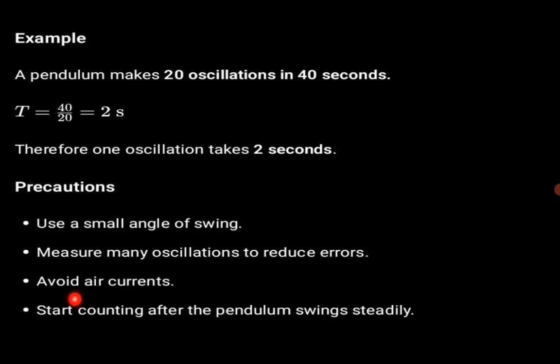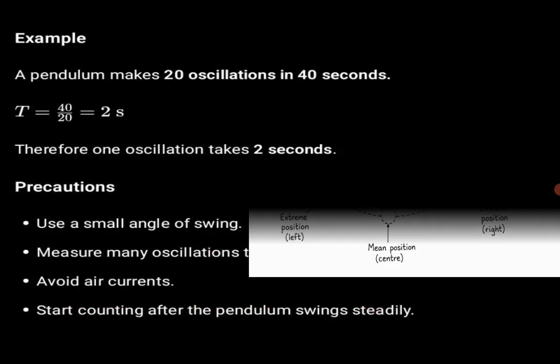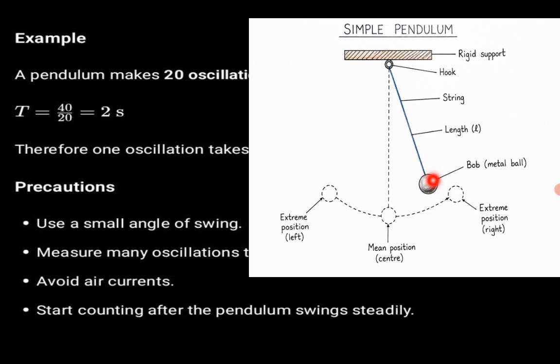When do you start counting? Start counting after the pendulum swings steadily. So don't just start counting immediately after you displace it. When you displace it to that end, let it swing a number of times until it starts to oscillate steadily. Then you start counting 20 oscillations and record the time taken to make those 20 oscillations. Then divide the time taken by the number of oscillations. It will give you the time, which is called the period.